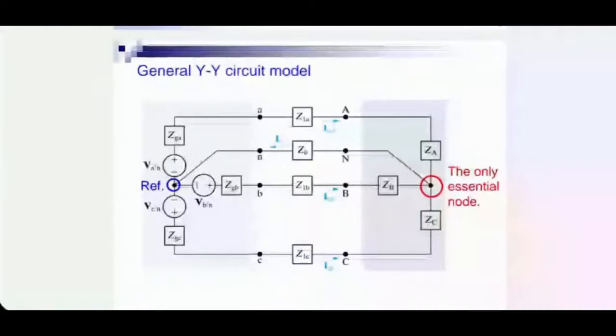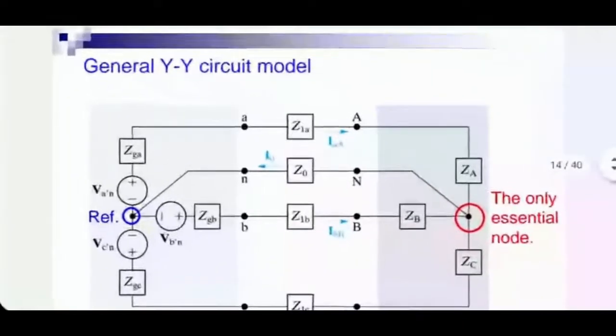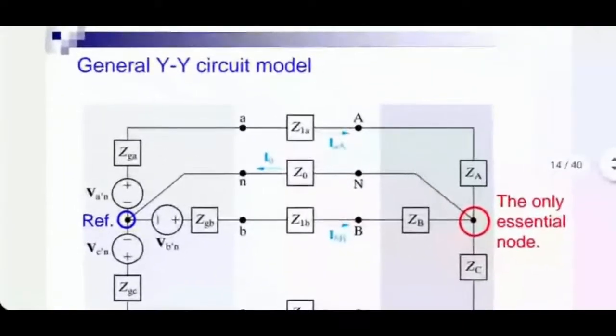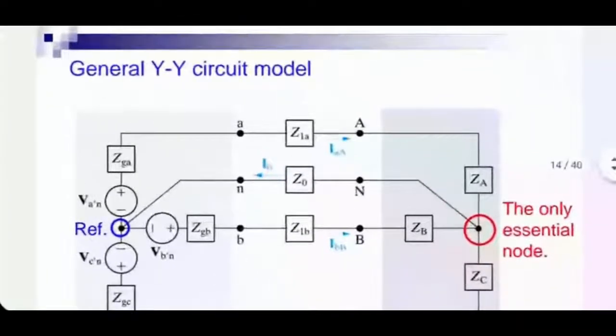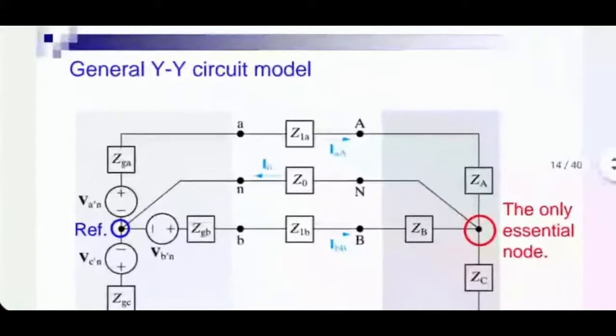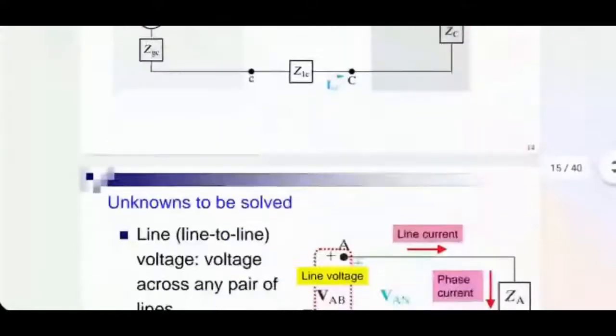Here, of course, they are assuming that the lines have non-zero impedance. The values are represented by Z1A, Z1B, Z1C. Actually, it should be ZL, I think, because this is line impedance. And Z0 is the impedance of the neutral wire. All that can be factored in the analysis, if necessary. By default, we will ignore these things.